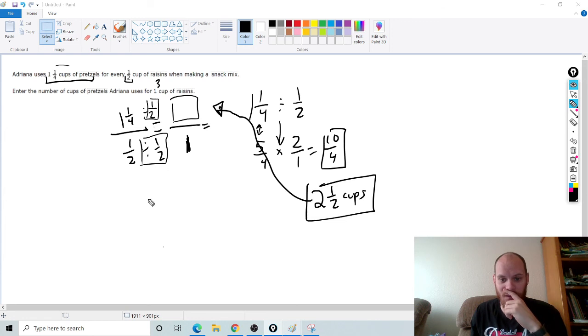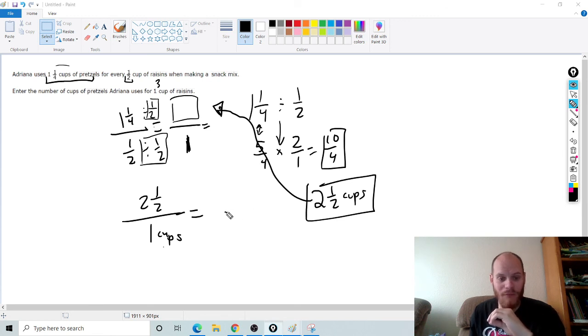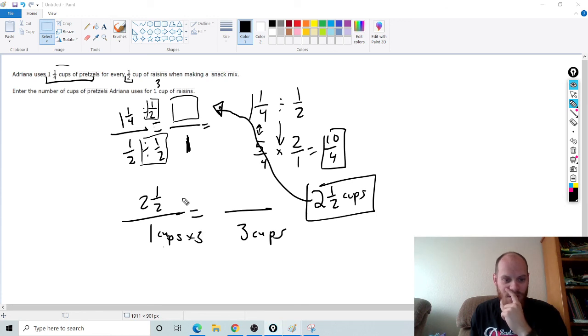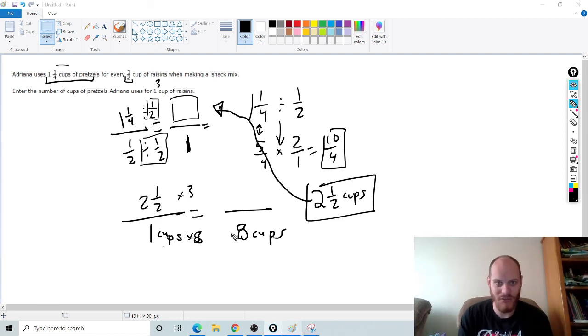The reason you go to 1 first is I now know 2.5 is for 1 cup. This is where your unit rate is so helpful. But it wants to know 3. So what happens with 3 cups? It's now easy with 1, because to get from 1 to 3, I just multiply by 3. So you just do the same thing. If this was 8, you would just multiply by 8. Because you have 1, you're able to do a lot more.